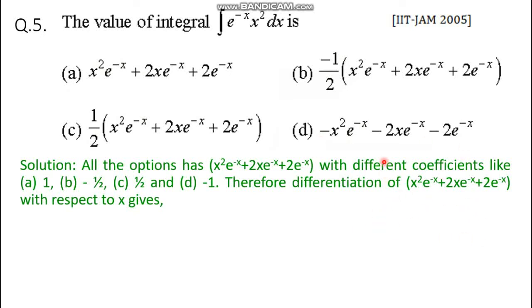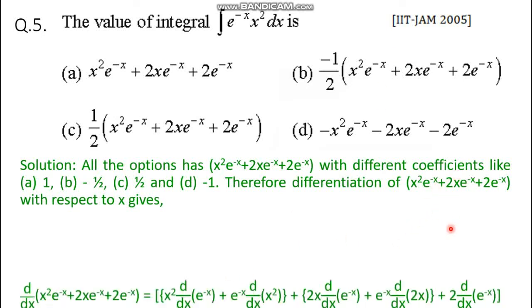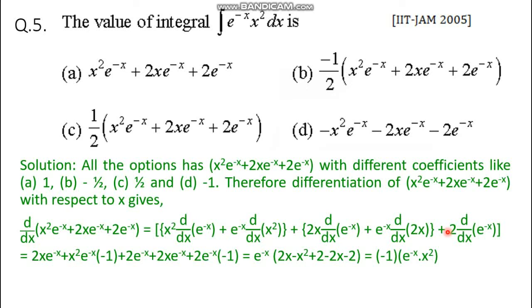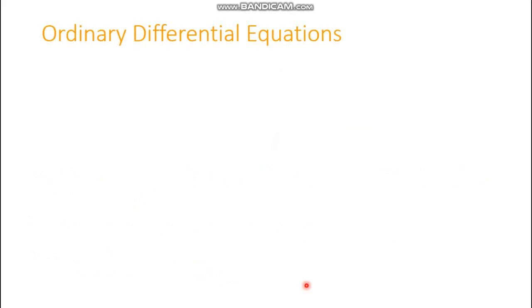So do the differentiation of this term, and if you differentiate this one with respect to x, then the result is this one. Okay, this is the first line actually, differentiation. You know how to do this, and finally we get the result minus 1 into e to the power minus x into x squared. Okay, that means the coefficient should be minus 1, the correct coefficient. So answer D would be the correct answer, because here the coefficient is minus 1. So this way also, by doing the back calculation, you can work out these types of problems.